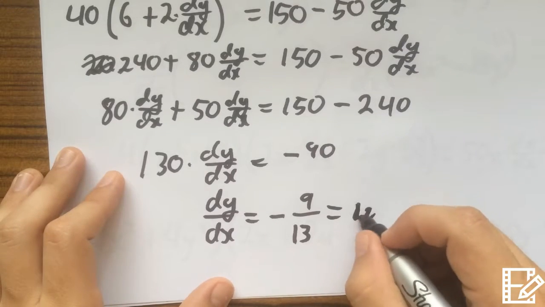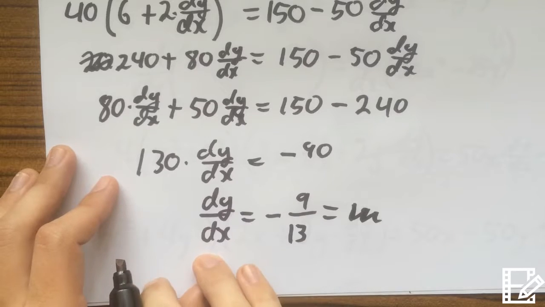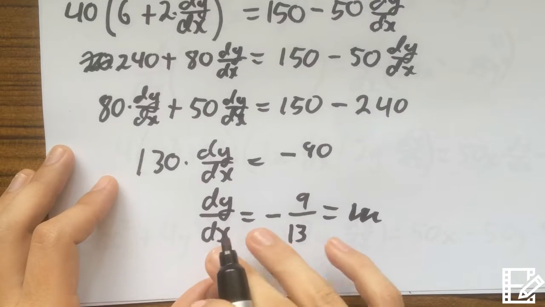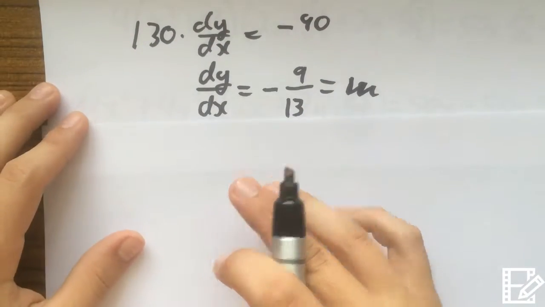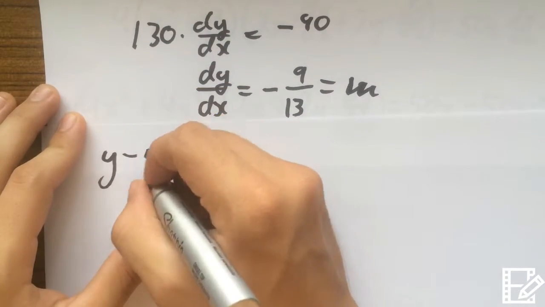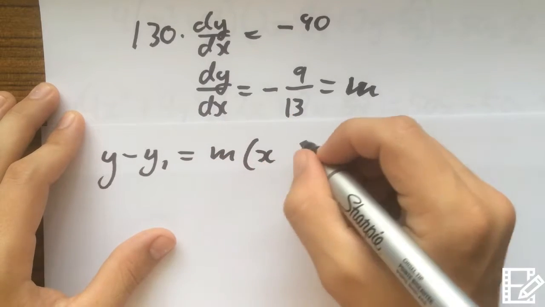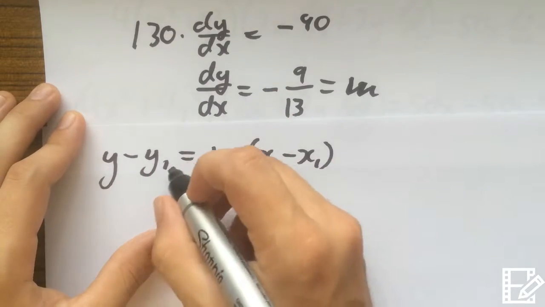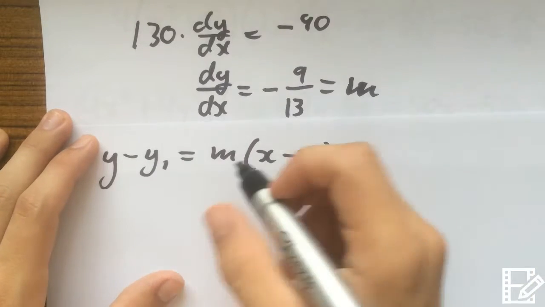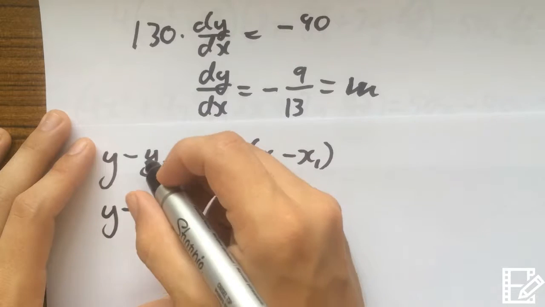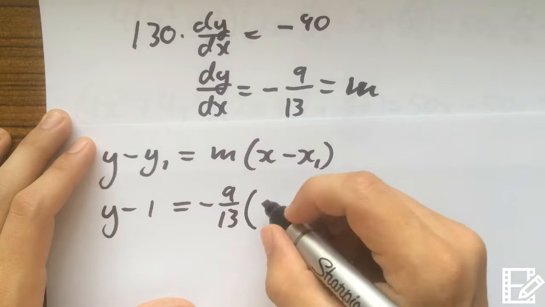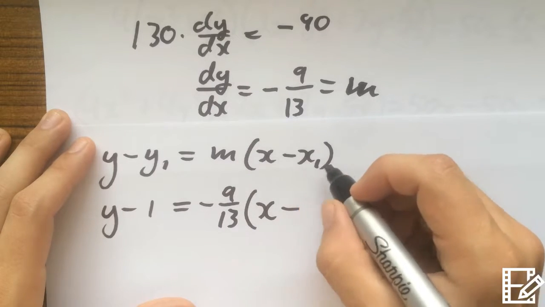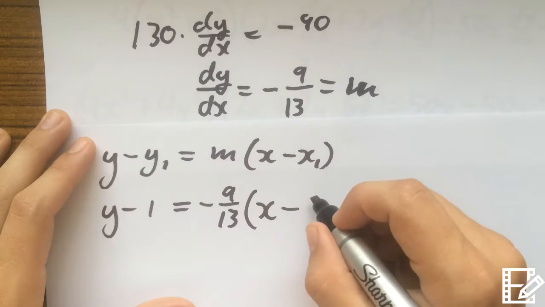And that will equal m, because our derivative is the slope, therefore negative 9 over 13 is m. Now we're going to sub that into some trusty equations of y minus y1 equals m multiplied by (x minus x1). Everything with a subscript of 1 is going to be a coordinate. So we're going to have y minus the y coordinate, which is 1, equals m, which is negative 9 over 13, multiplied by x minus x1, the x coordinate is 3.